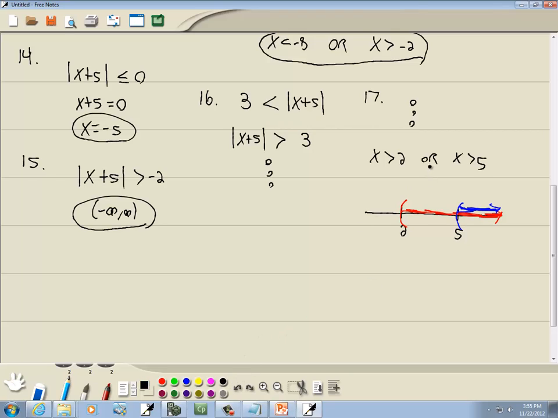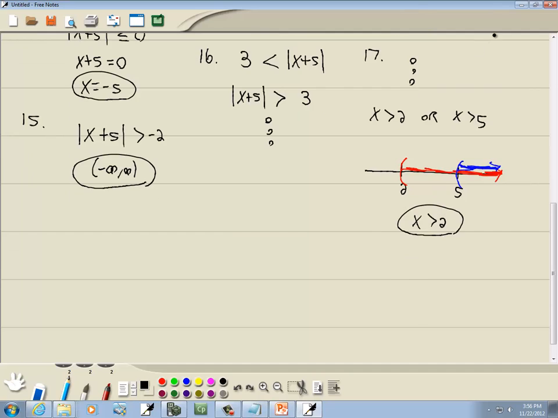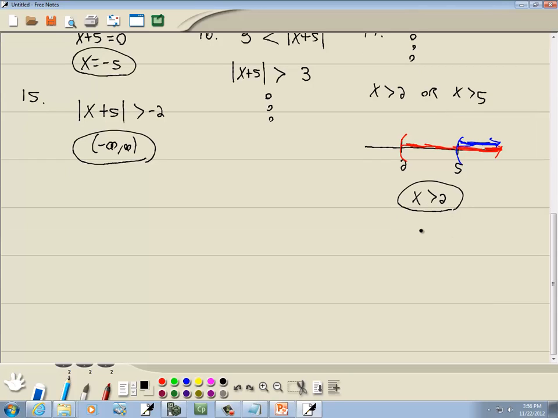Now remember, the or is where anything is shaded. Oh, wait a minute. Yeah, anything is shaded. Well, the 2 includes the 5, doesn't it? So in the back of the book, all they'll have for their answer is x is greater than 2. So again, sometimes you're working a problem down, you did it perfectly, and you're just like, what? Why'd they drop half the answer? If you look at the graph, it'll be obvious.